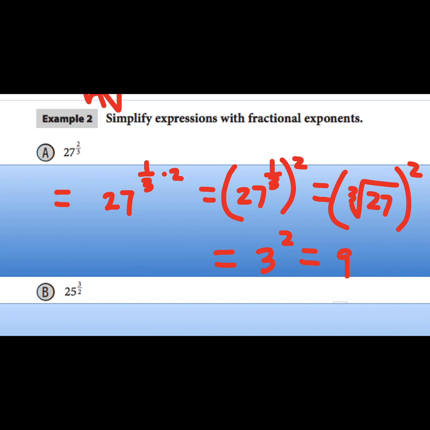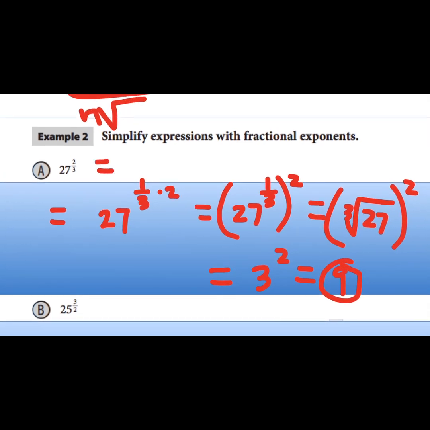That is not the only way to solve this problem; it's just one of the ways. Here's another way. If you prefer staying with the exponent form, you can rewrite 27 as 3 to the 3rd power, and then we still have 2/3 outside. So the 3's will cancel out, and we have 3 squared, which gives us 9 also. There's definitely more than one way to solve this problem.